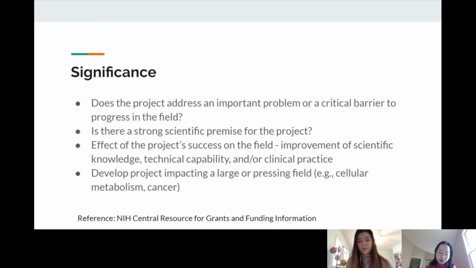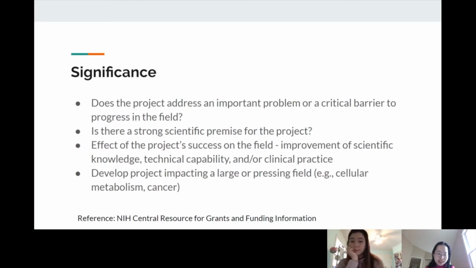in the real world? And the reason why clinical is in here is because this is referenced from the National Institute of Health's central resource for grant and funding information. But to make it more general, it can also be how exactly can this be applied in the real world? So what you really want to develop with your scientific proposal is a project that would impact a large or pressing field, in that it would have high significance.